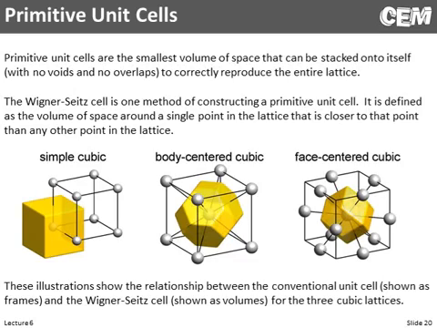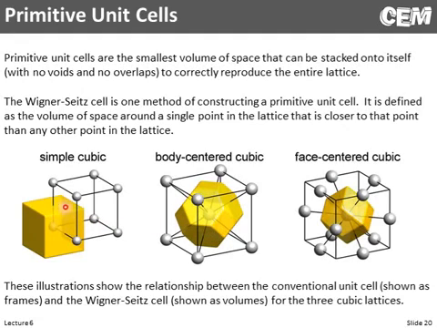So we're going to define the primitive unit cell as the region of space around one of those spheres that is closer to that sphere than any other sphere in the lattice. So we're looking at this center sphere. This yellow region is that region of space closer to this sphere than any other sphere in the lattice. And so this yellow region would be the primitive unit cell of a body-centered cubic lattice.